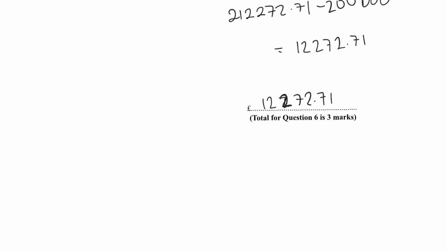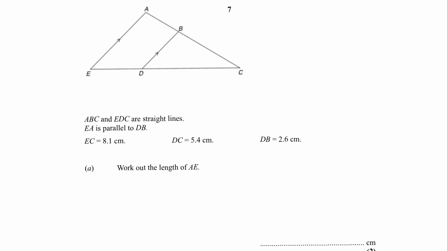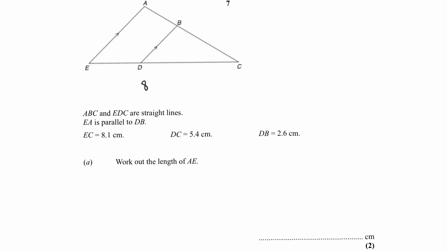Okay, so moving on to question 7. So it says ABC and EDC are straight lines. I think I've done this question so many times now, but it says E to A is parallel to DB. And it says that E to C is 8.1 centimeters, and then D to C is just 5.4, and then it says D to B is 2.6, and it wants us to work out the length of A to E.